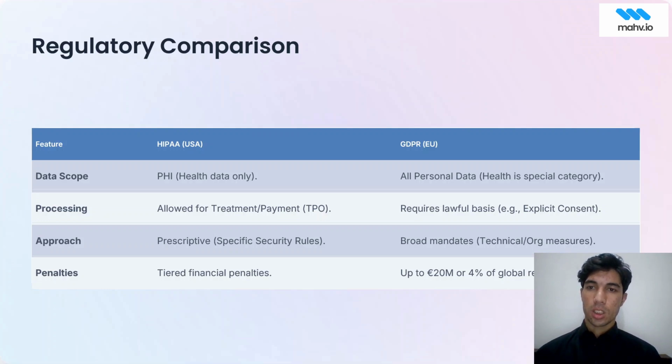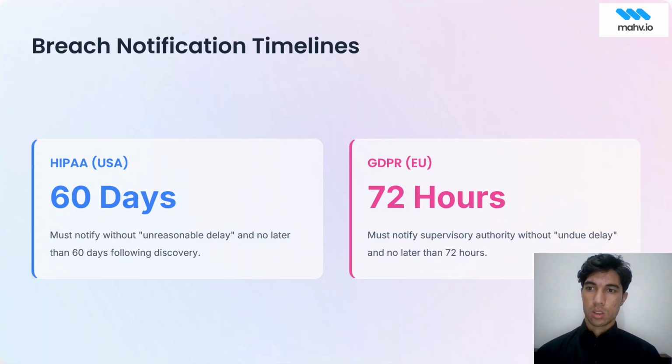And then the approach in HIPAA is prescriptive, with specific security rules, while on the other hand, in the European Union, it is broad mandates, like technical measures. Then the penalties are tiered financial penalties, and in the European Union, it is up to 20 million or 4% of the global revenue of the organization that breaches these rules. So these are the breach notification timelines compared for HIPAA and the GDPR in the USA and Europe.